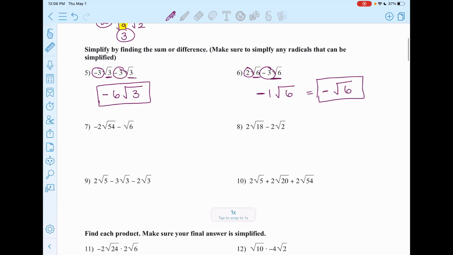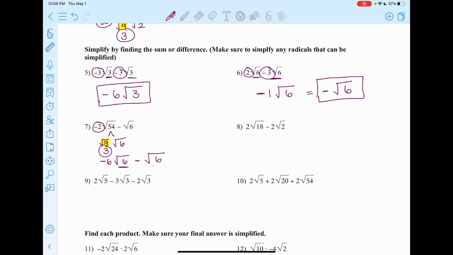For 7 and 8, make sure that you simplify your radicals before adding or subtracting. For example, I can simplify radical 54. Radical 54 can be divided by 9. 9 times 6. The square root of 9 is 3. And 6 cannot be simplified any further. So 6 stays on the inside. And I'm going to multiply my negative 2 and my 3 together to get negative 6.